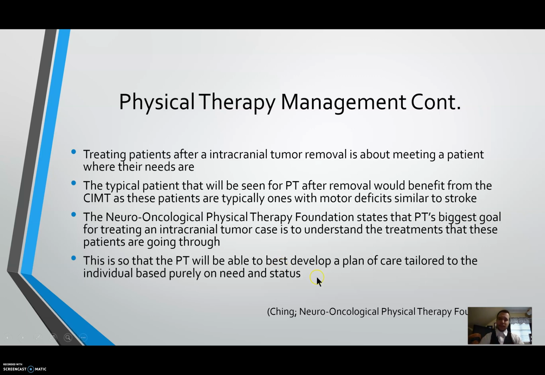I found this statement. It's not really a quote, but a statement about what exactly PT does with neuro-oncological patients. This is actually from the Neuro-Oncological Physical Therapy Foundation, and they said that the PT's biggest goal is going to be to understand the procedures, the treatments that the patient is going through. So they need to understand that chemo is going to drain this person of strength, and removing this tumor is going to help them get better, but it's also going to cause this side of their body to be weak, or they're not going to be able to speak as clearly, so they're going to need speech therapy. Just therapists in general have to tailor their treatment to the individual patient, because not every intracranial tumor patient is going to be the same.